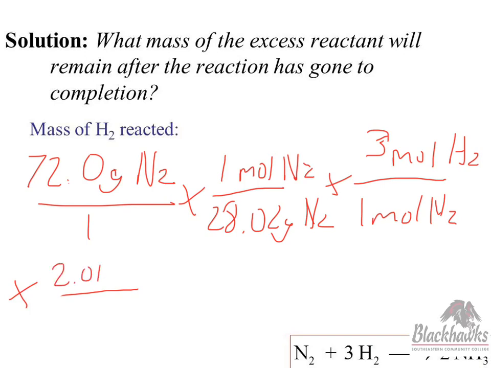Yay! Yeah. Tell me about it. Factor label rocks. Okay. And then, are you sure? What do I need on the bottom? Just 1? 1 mole H2. So what you have is the molar mass of H2. Just 2. Perfect. Thank you.